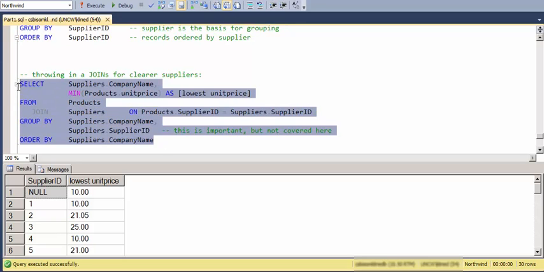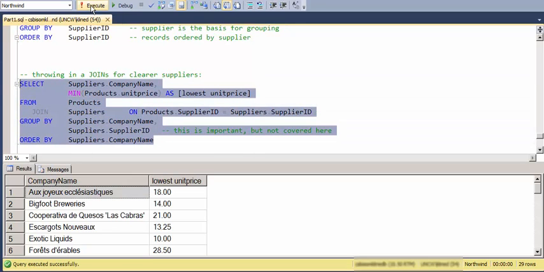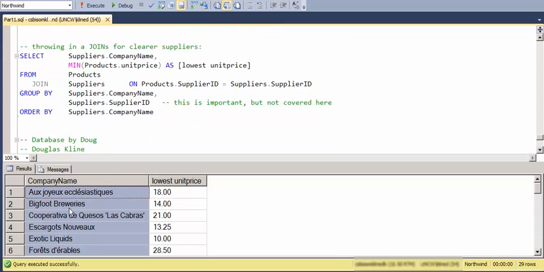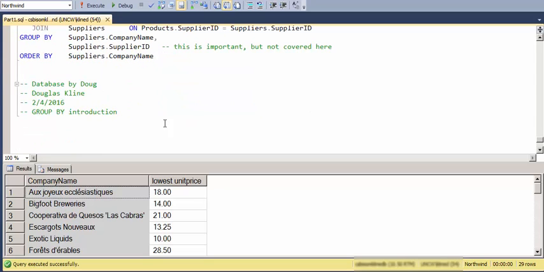And then throwing in a couple of joins to see more human readable. Now I have company name on the left, lowest unit price on the right, and this piece here is important, but we'll cover that in another video. And that's an introduction to the group by.